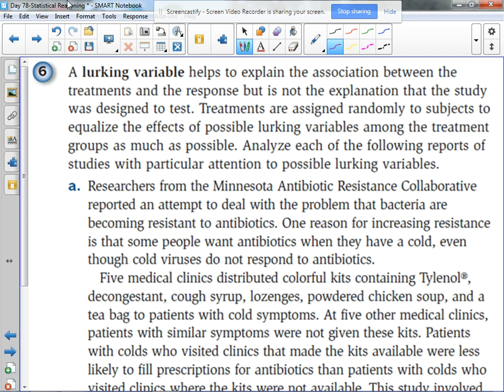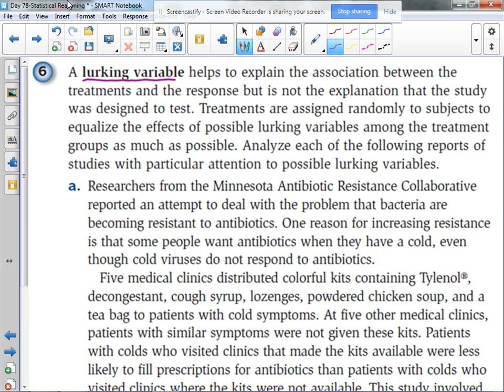All right, now here's a big thing that we have to look out for and that they will probably ask you about. A lurking variable. We already talked about the vocab word. But a lurking variable helps to explain the association between the treatments and the response, but it is not the explanation that the study was designed to test. So, for example, with our seeds, the lurking variable: if you put the healthy ones in the microwave, they already looked better. They were already healthy. So that's a lurking variable. You pick the healthy ones to put in the microwave, so it may just be that they were healthier beans. They were more likely to sprout anyways.